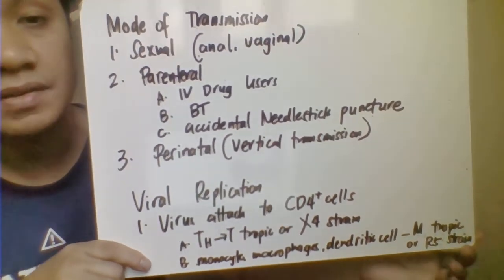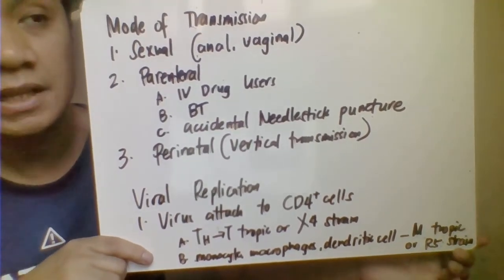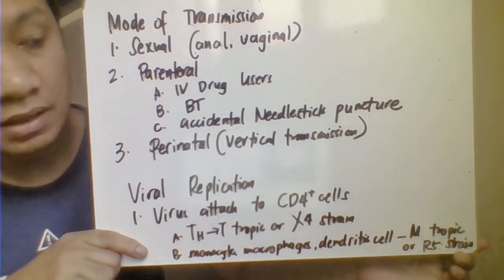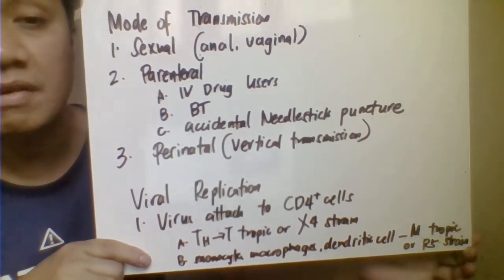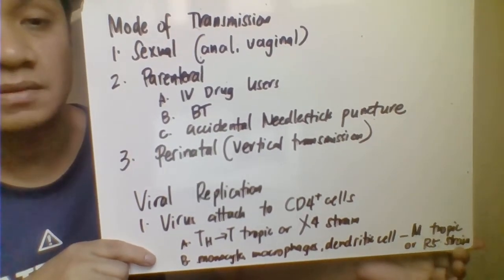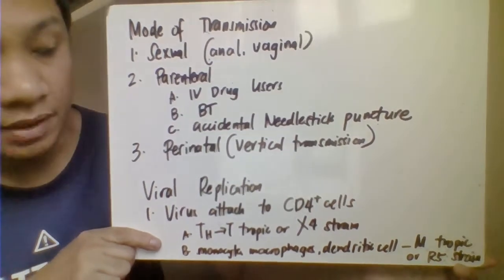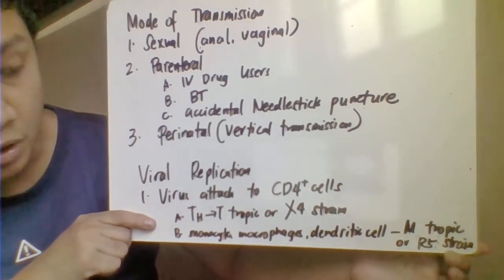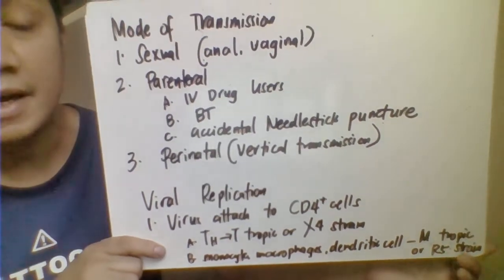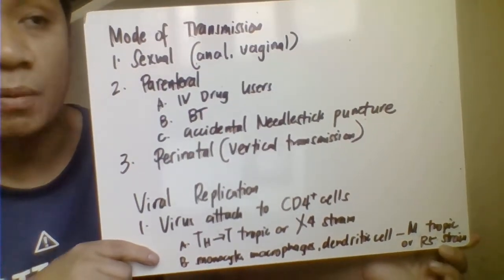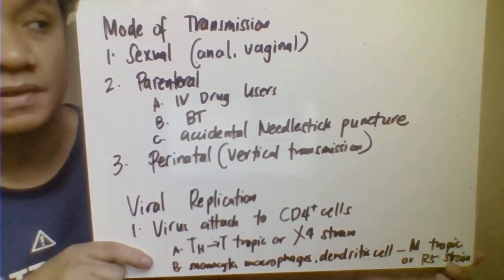So if your virus tries to infect the T helper cell, you call this the T-tropic strain, or the X4 strain of virus. Those HIV viruses that try to infect your monocytes and macrophages, aside from your T helper cells, you call your M strain, or M-tropic, or R5 strains. Again, ginagamit ng virus natin ang kanyang GP120 in order to bind to the CD4 positive cell.